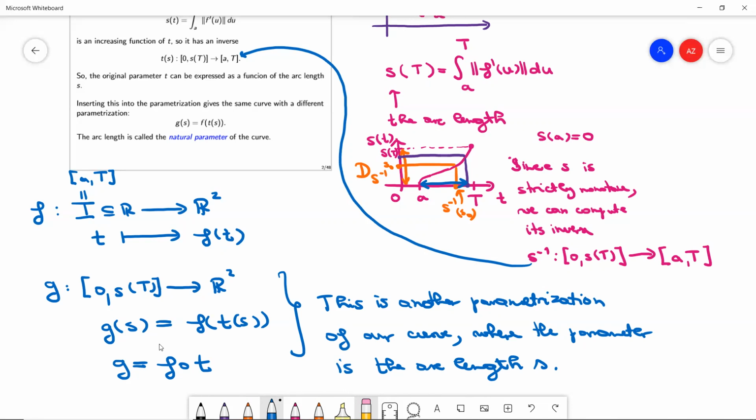So the content of this slide was to introduce this arc length parameterization. Was this clear, or are there some questions?